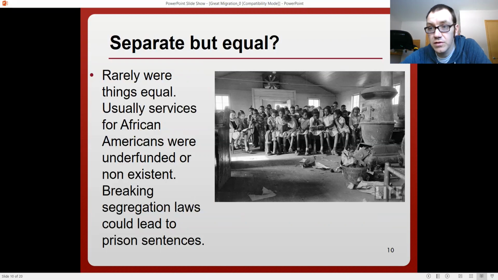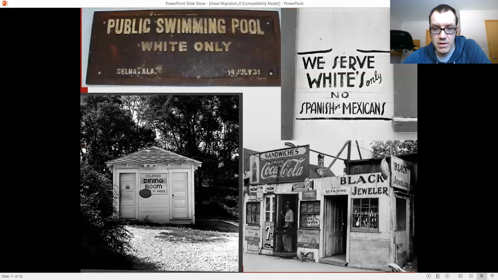And so even if you have a store and you want to allow African Americans and white people to be together, a lot of times you legally couldn't do that, or you could face a fine or go to prison. And so in the South, African Americans are looking at this and saying, no, we don't like this. In the North, maybe we have a little bit more freedom. Maybe we're treated a little bit better. And so that's a big push factor, these Jim Crow laws, because nothing they have in the South is equal, and it makes life very difficult.